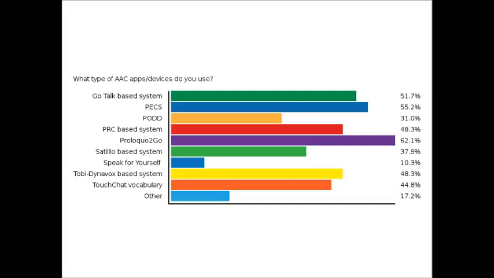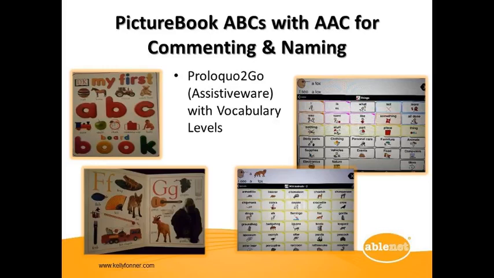TouchChat and the variety of vocabularies that are available within those, such as Word Power and some of the other organizational systems within TouchChat. And then, of course, all of the other kinds of systems that we just didn't have the opportunity to include. But I think you're going to see, as I move forward here, a wide variety of systems and how they can be used. So even if your particular product isn't named here, I'm hoping you'll see the type of system and what you can do with it and how it's used.